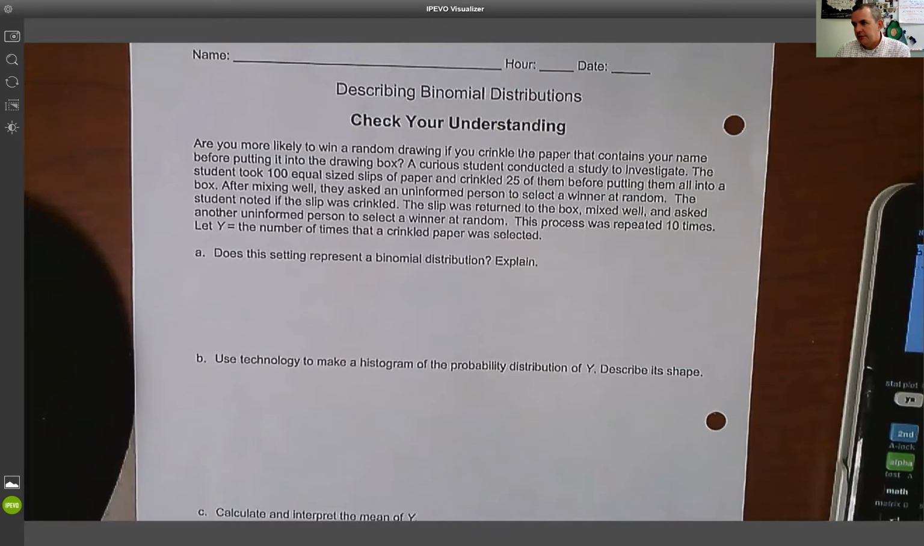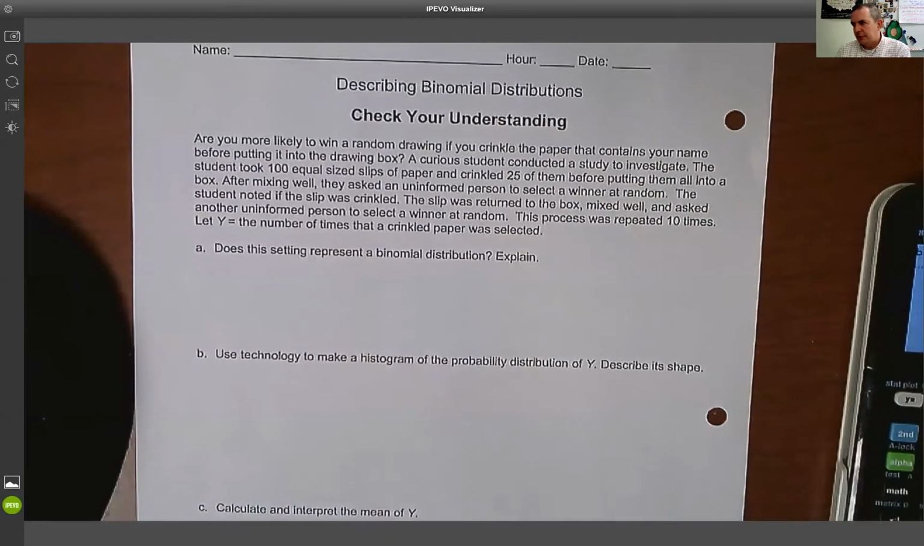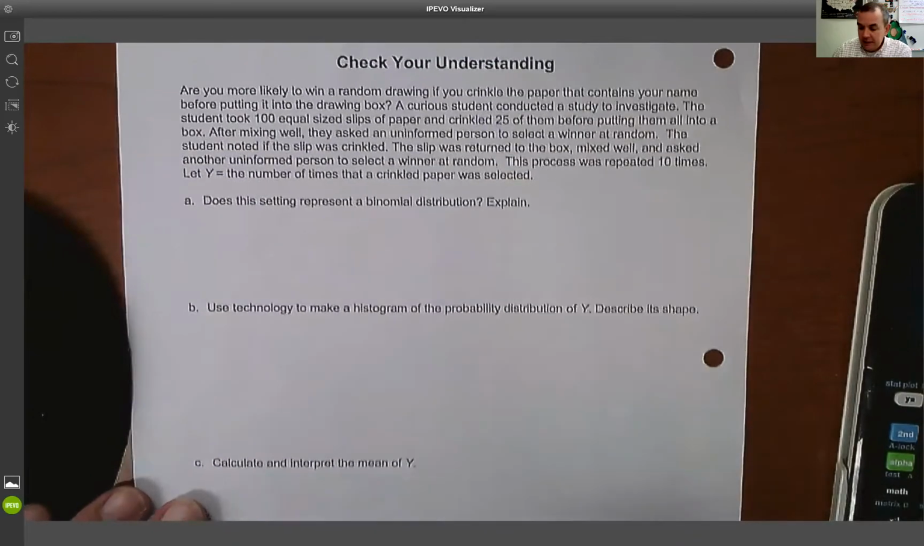The student noted if the slip was crinkled. The slip was returned to the box, mixed well, and they asked another uninformed person to select a winner at random. This process was repeated 10 times. Let y be the number of times crinkled paper was selected. Is this a binomial distribution?